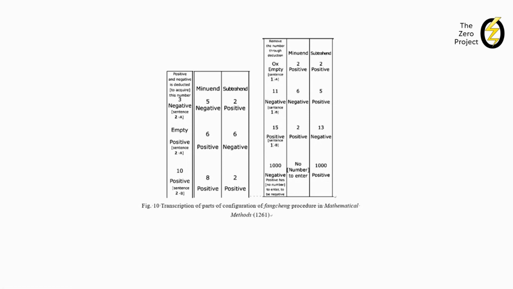So, however, there are some cases which are not covered by sentences 1a and 1b and 2a, 2b. In these cases, there is not any number in a position of a configuration of fang cheng, and this vacant position corresponds to number 0 from the perspective of modern mathematics.